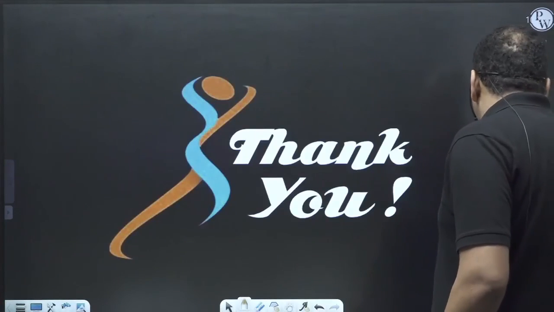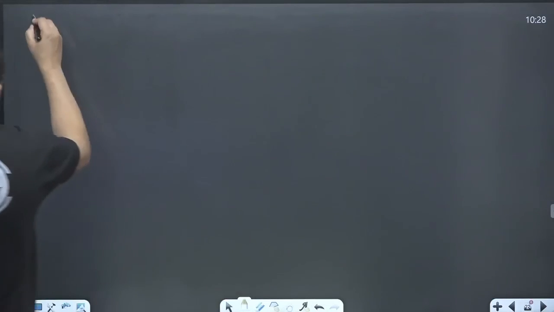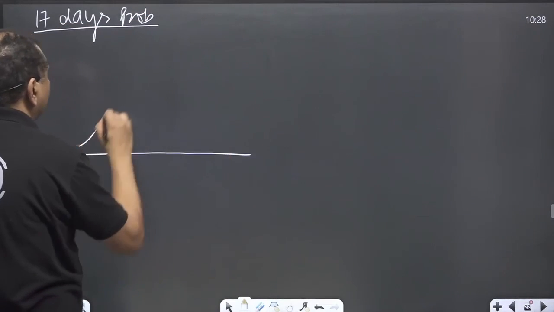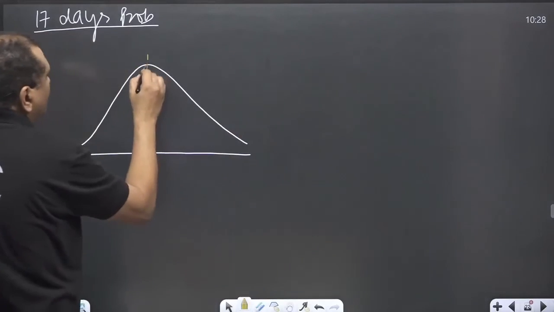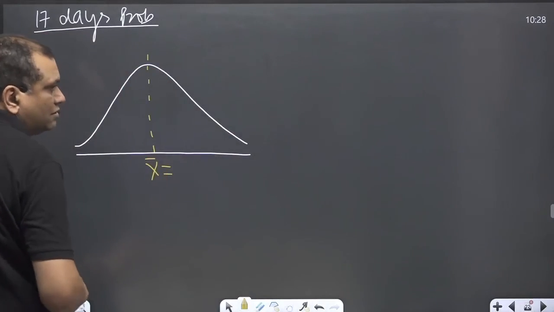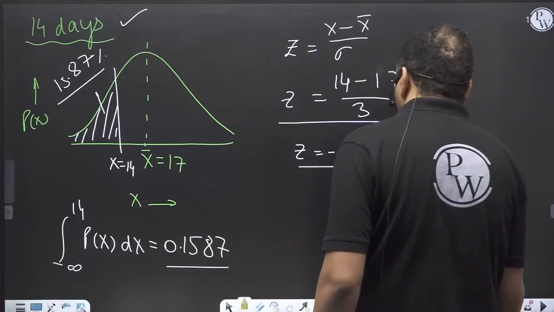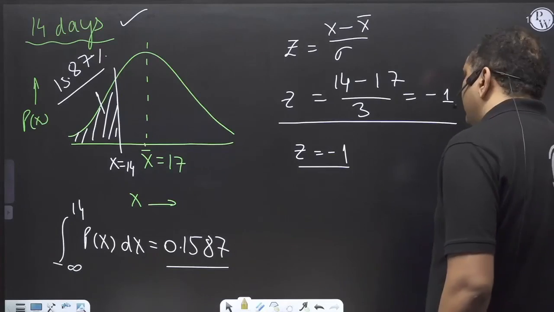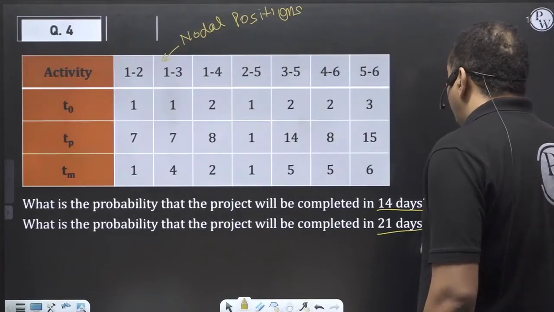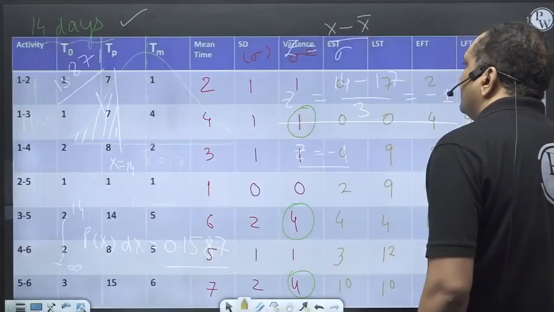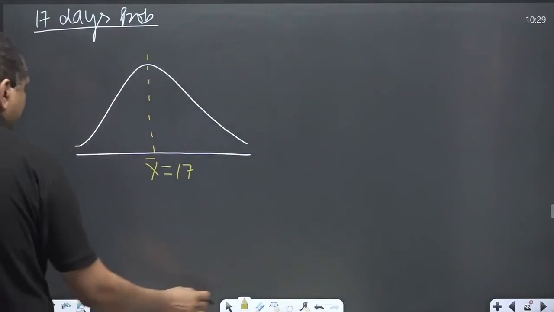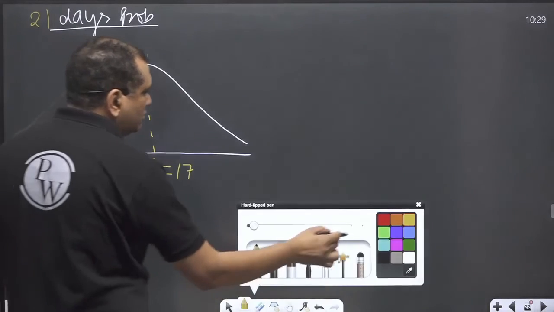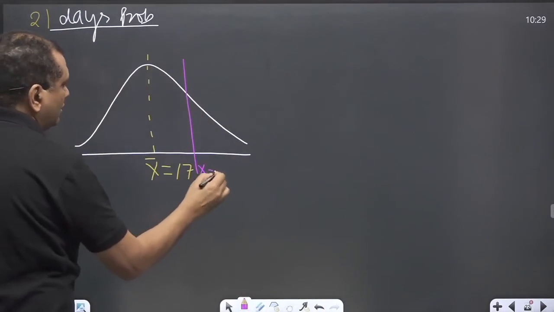Now what about 17? 17 days probability. Mean is 17. And my question was 21 days. 21 days completion probability. So x equals 21 appears here.